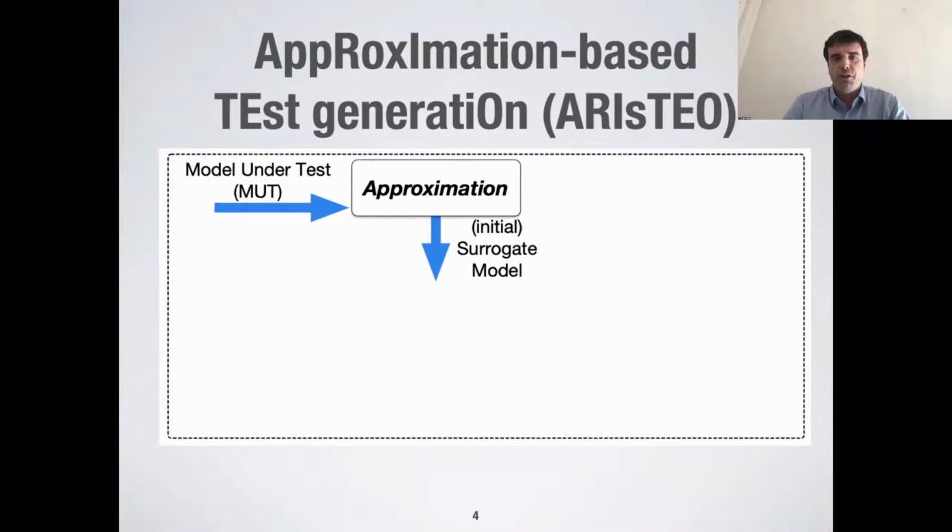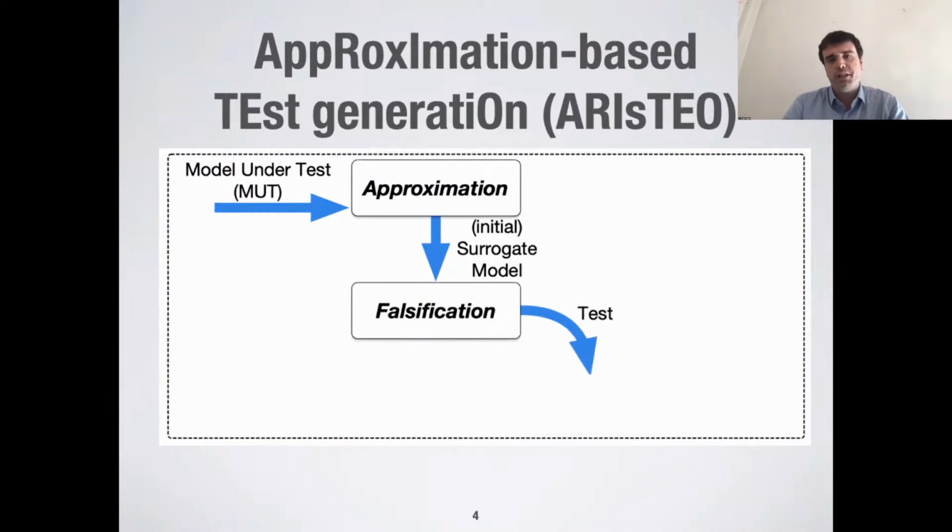The approximation activity is represented in this slide within the approximation block. The surrogate model is then used as input for the subsequent testing activity. The testing activity is represented in this slide within the falsification box. During testing, many test inputs are evaluated on the surrogate model. And this is possible since the surrogate model is usually fast to simulate. The output of the testing activity is a single test case that is likely to show a violation also on the initial model under test.